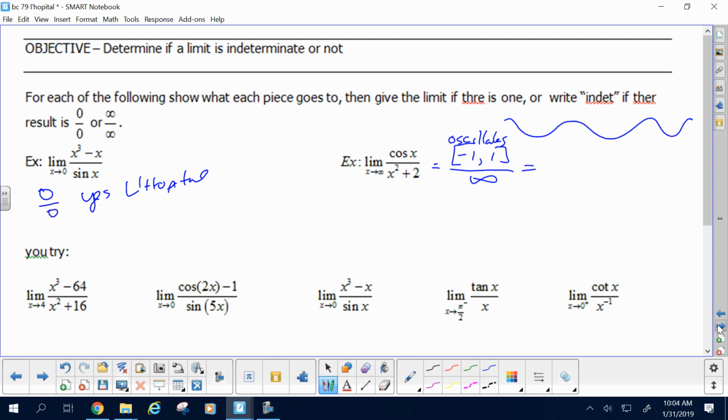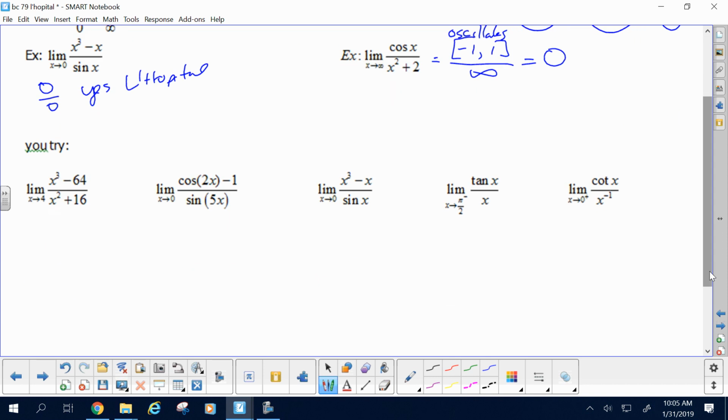Is this indeterminate form, or do I know what the answer is? What's the answer? 0. You wouldn't use L'Hopital then, because it's not called for. You know what the limit is. You wouldn't compare the ratios. It's not a 0 over 0 problem. All right? Let's do another couple.